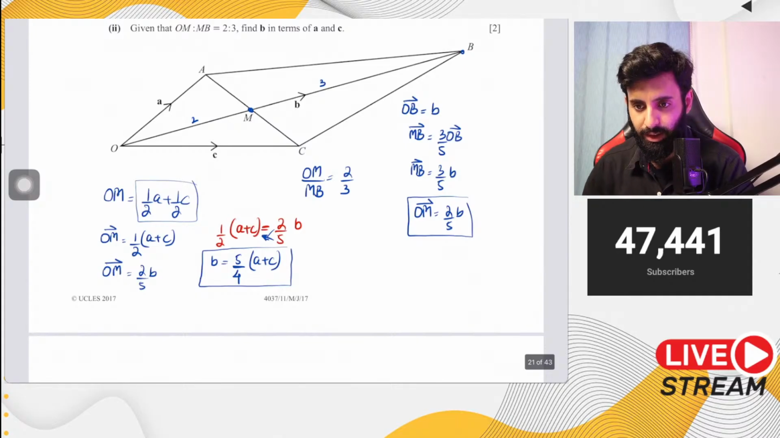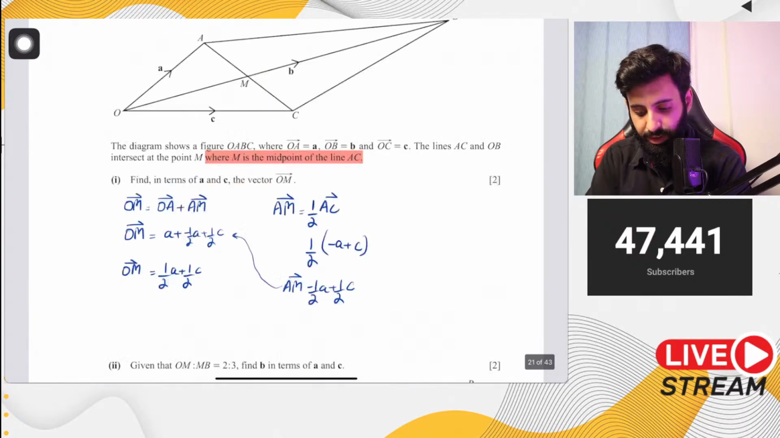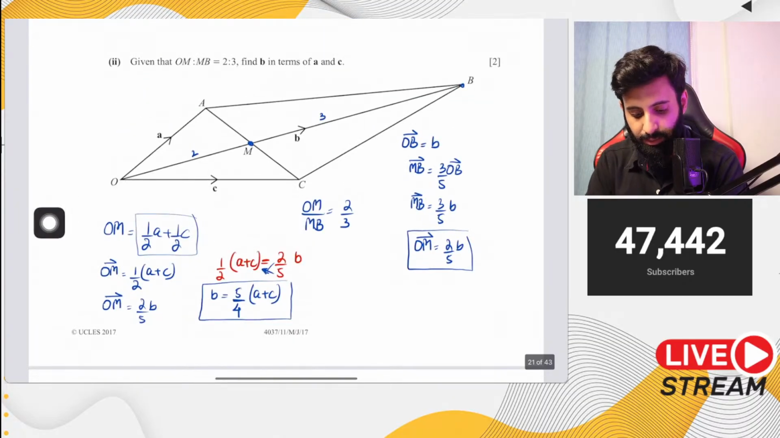Okay, मैं एक recap दे देता हूँ. ठीक है. So OM and MB are in the ratio 2:3. OM we already found out over here. OM we found out to be half A plus half C. Okay, and we can find out OM using this ratio.